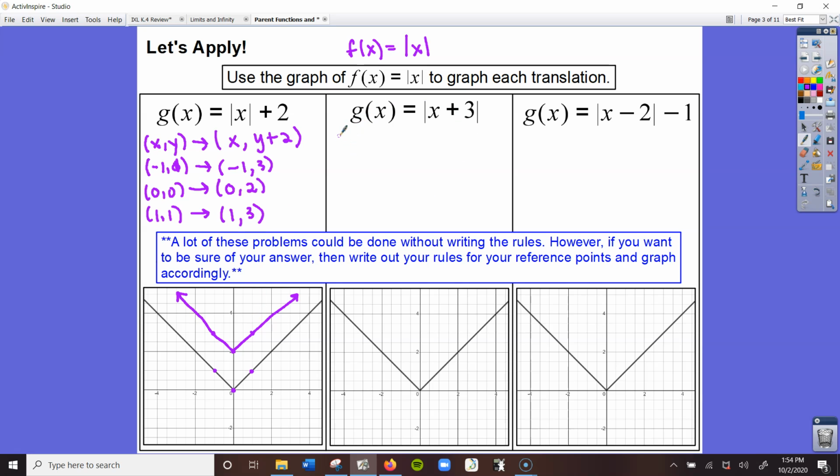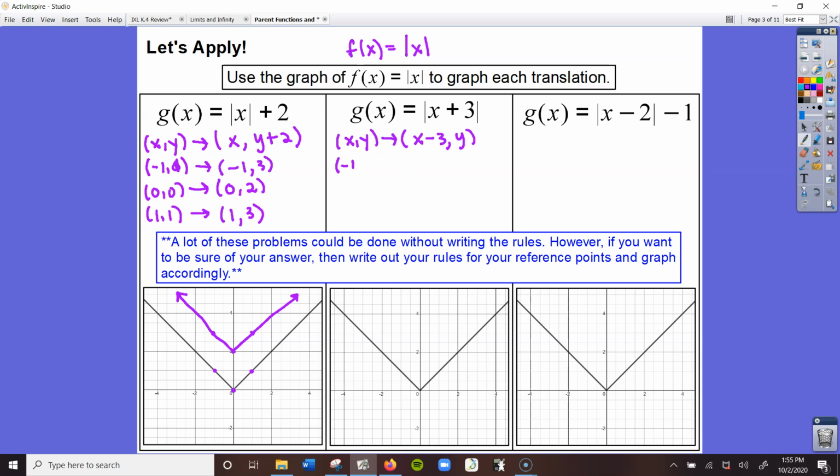For the second one, we have x plus 3 inside of the absolute value. So when we're writing the rule, whatever is inside of your function, you're going to do the opposite. So instead of plus 3, I am going to write x minus 3. Since there's nothing on the outside, our rule for the y is just y.